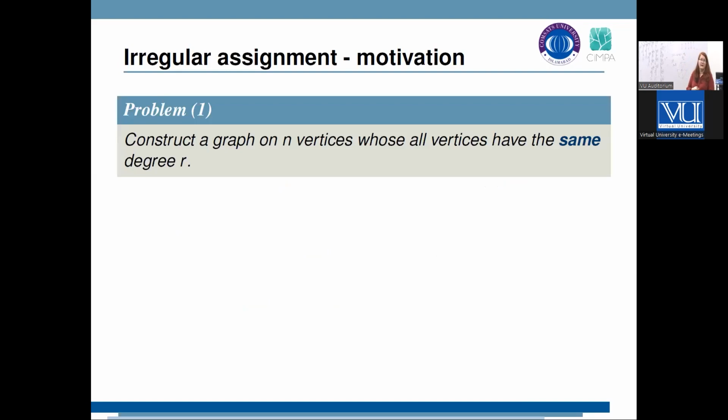So let's start with some simple problem. We start with some basics from a basic course of graph theory. The problem is the following. Construct a graph on n vertices whose every vertex has the same degree, say r. Do you know how to solve this problem? This is really easy. My question is: is it possible to find such a graph for any number r and any number n, for any couple? Surely no. There are some restrictions.